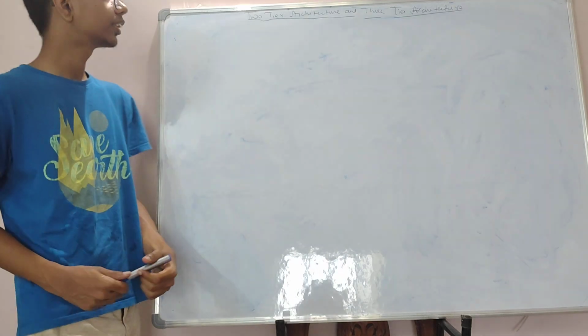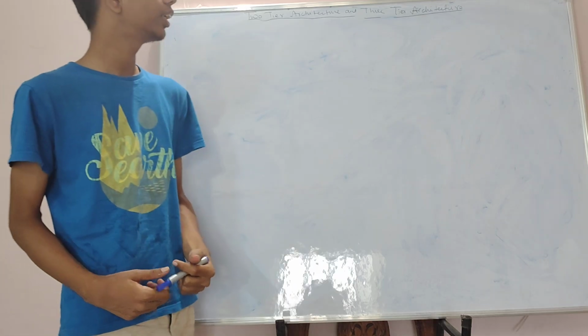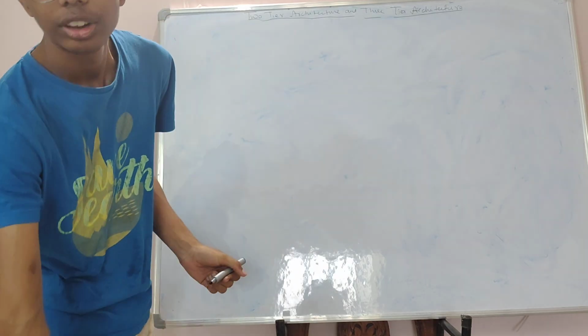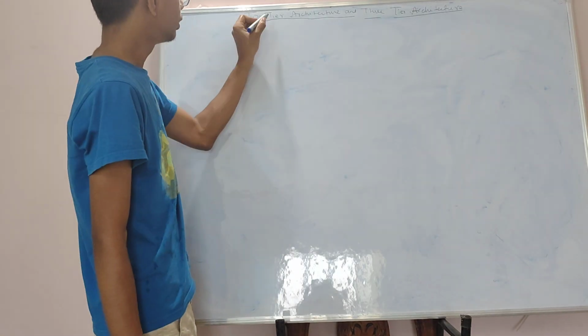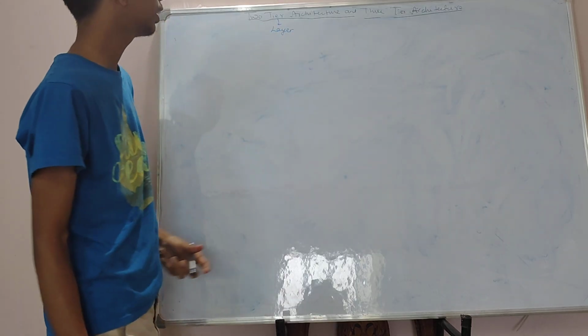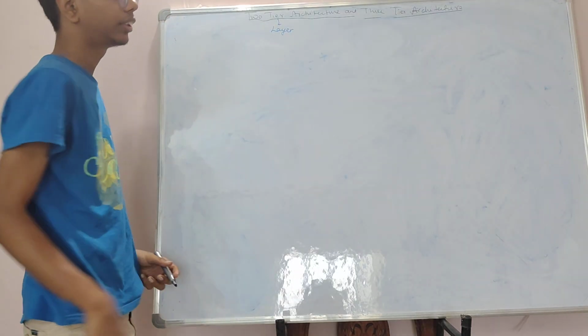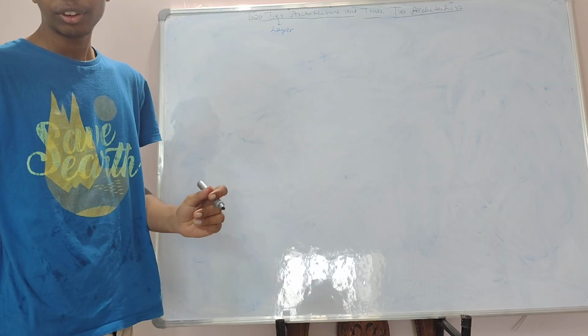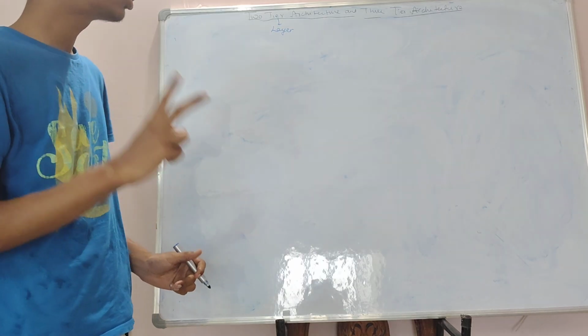In this video, we will discuss two-tier architecture and three-tier architecture. Right. So what does tier mean? Tier means layer. So it basically means two-layer architecture and three-layer architecture. Right. So first of all, we will discuss what those two layers are.